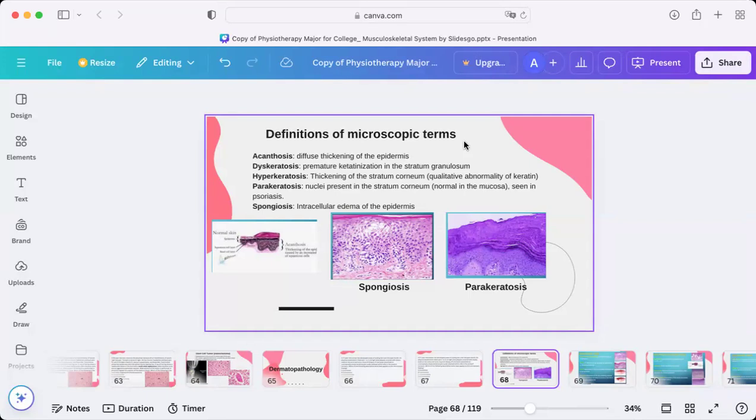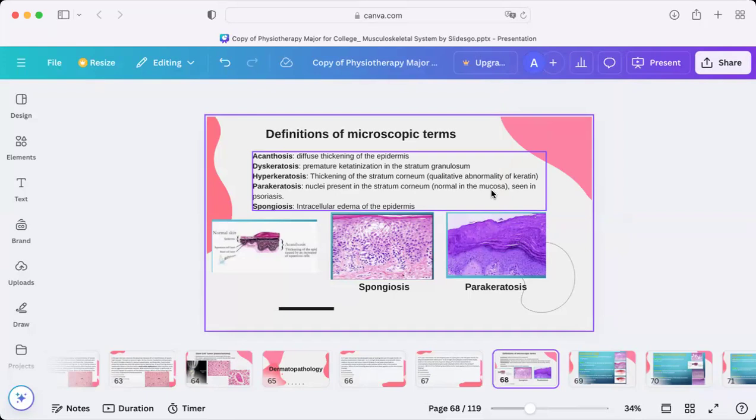So we have hyperkeratosis, we said thickening of the stratum corneum, and so the qualitative abnormality of keratin. So the stratum corneum is going to have poor quality of keratin. And then we have parakeratosis. We have nuclei present in the stratum corneum, which there should not be nuclei. But note that this is normal in mucosa. So on your skin, parakeratosis is abnormal, but in your mucosa, it's normal. And if you see parakeratosis, guys, again, 95% of the time, your answer is likely psoriasis.